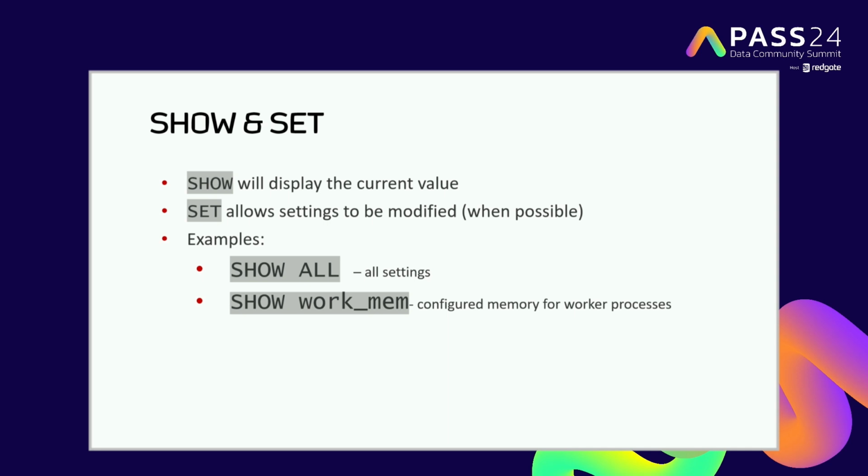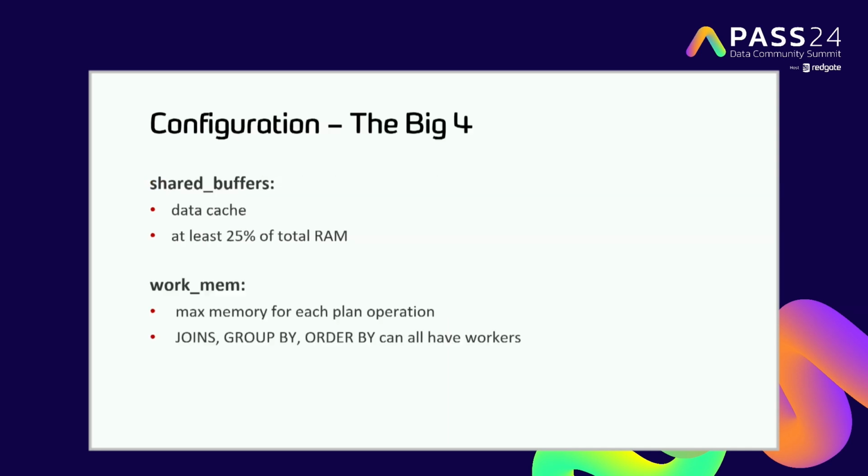This is how you see what your current settings are: show, and then the parameter name. Show all will spit out an enormous table that you'll be confused by, and you probably don't need to know like 90% of it, 95% of it. These are the ones that matter most. Number 1 is shared buffers.